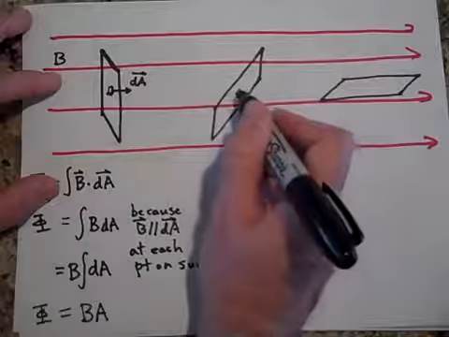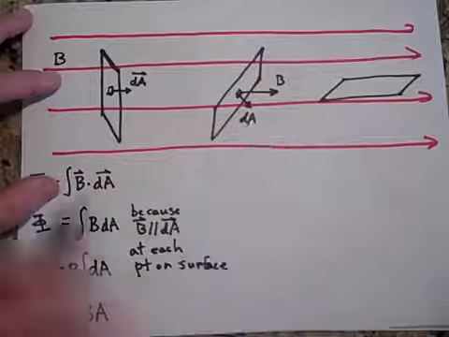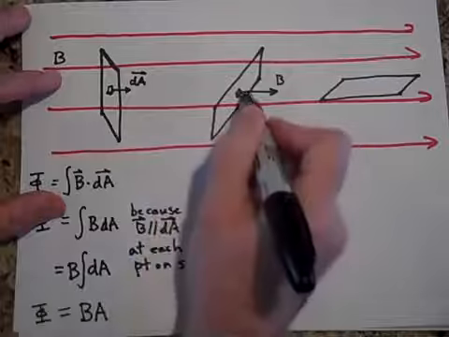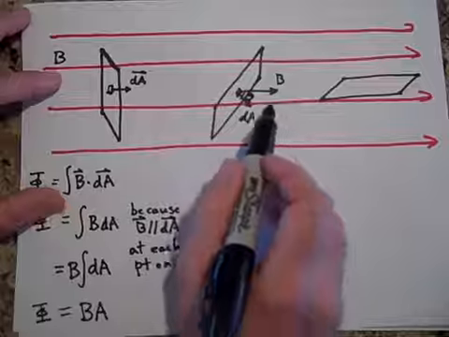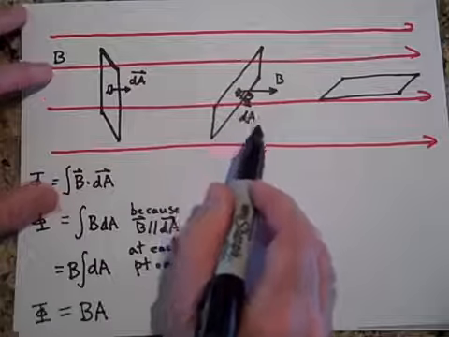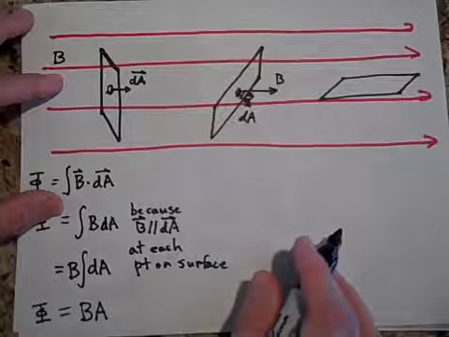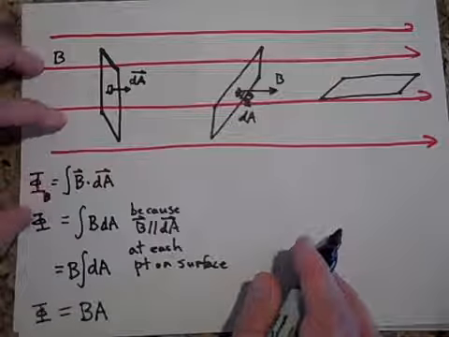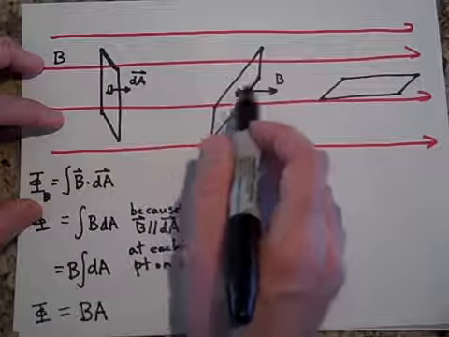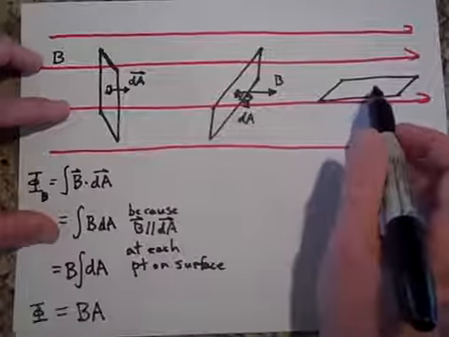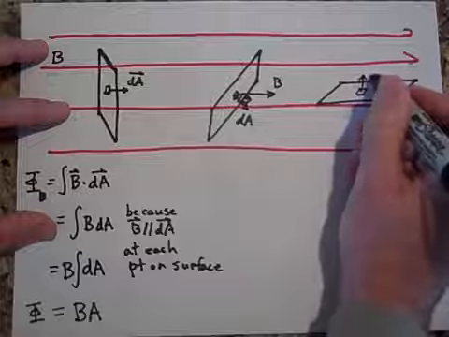But do you see how the B is this way and the dA is that way? So if this is theta, you only want the angle between them. You only want the part of B that's in the direction of dA. Or you could find the part of dA that's in the direction of B. Doesn't matter. And so that's going to involve a cosine. And so you don't have as much flux going through here. In fact, you have no flux going through this one because the dA is straight up.